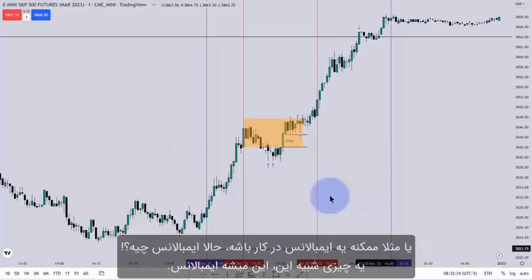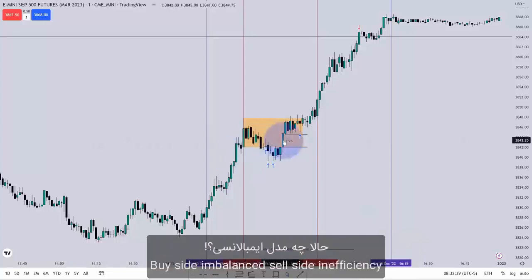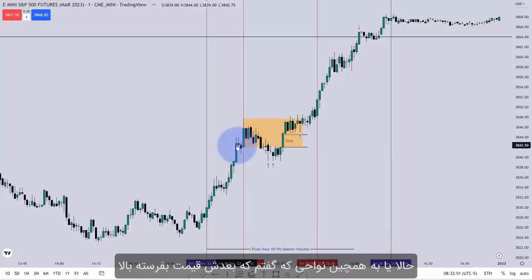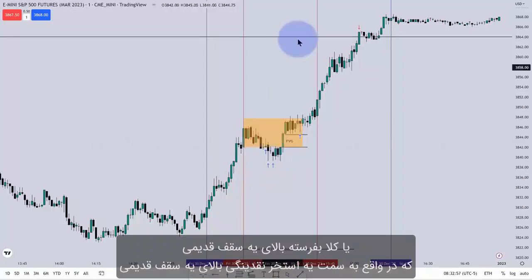What is an imbalance? Something like this. Okay, this is an imbalance, that's an imbalance. What kind of an imbalance? Buy side imbalance, sell side inefficiency. I'm looking for that as a draw on price. It's going to pull it up to get back into one of these areas like it did here, or it's going to go up above an old high.